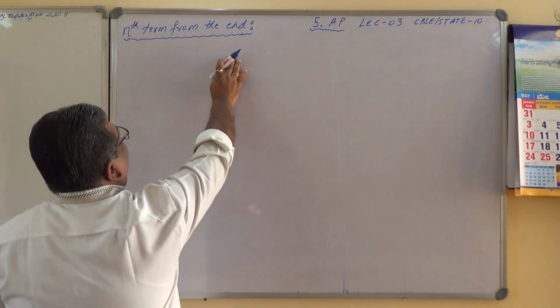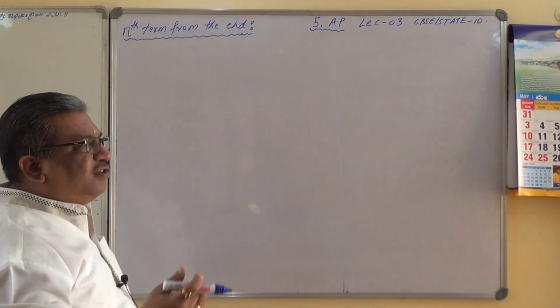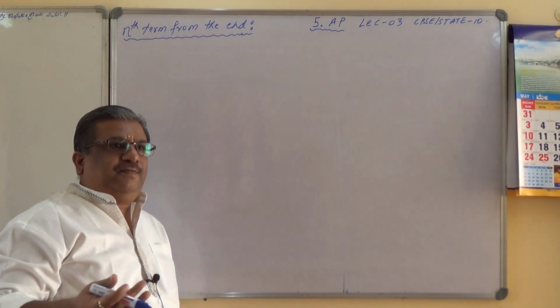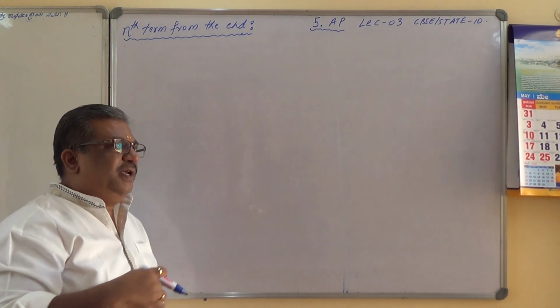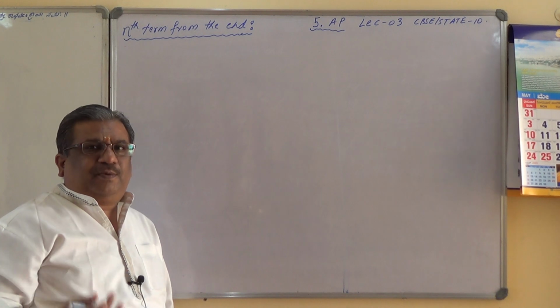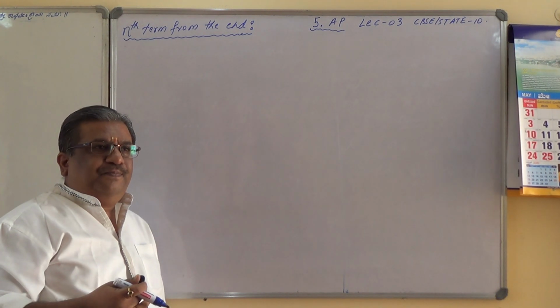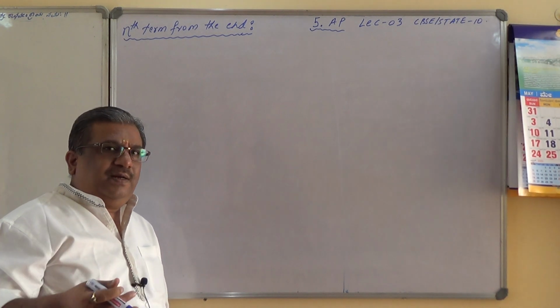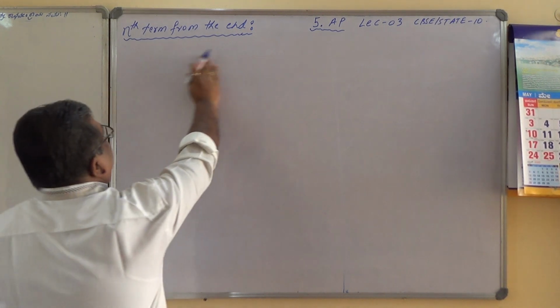There are two methods to find out the nth term from the end. So far, whatever nth term you have found out, that is from the beginning of the arithmetic progression. But here, if we need to find out the nth term from the end, what is the procedure, what is the formula? I am going to discuss one direct formula and one based on reversing the arithmetic progression. So let us see here, nth term from the end.